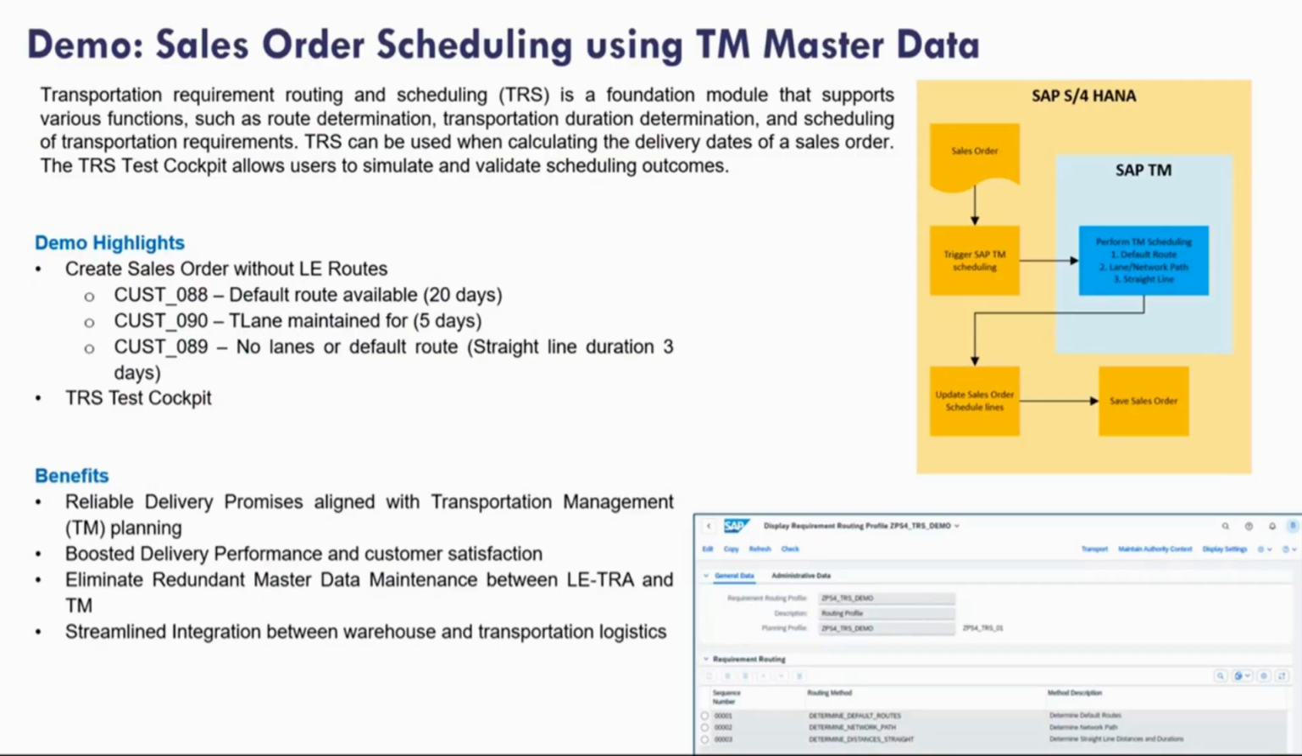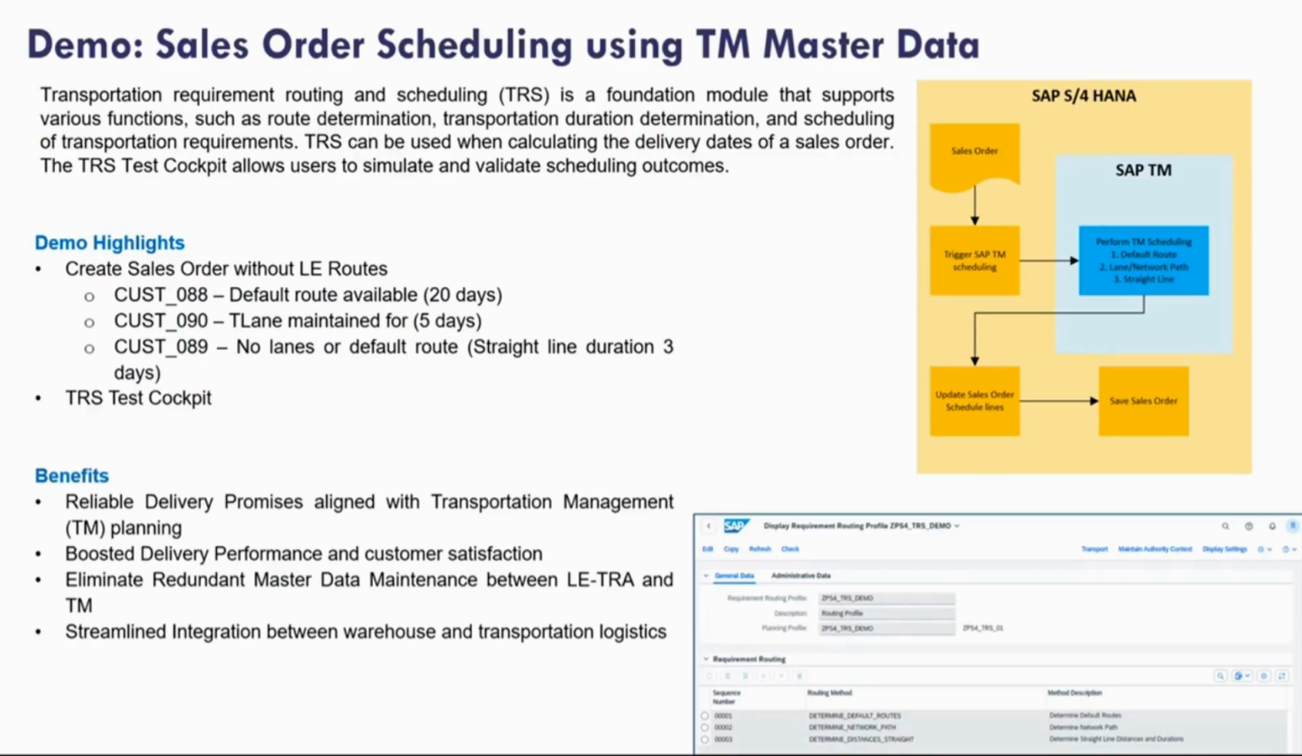In order to do this, we maintain something in the requirement routing profile, or we call it the TRS profile, where we can maintain the sequence in which the system looks at these different available options and returns the transit time. And once the data is available in the sales order, we save the sales order. And we also have a TRS cockpit running at the back to verify how SAP is calculating it, especially for the last scenario where no lanes are maintained.